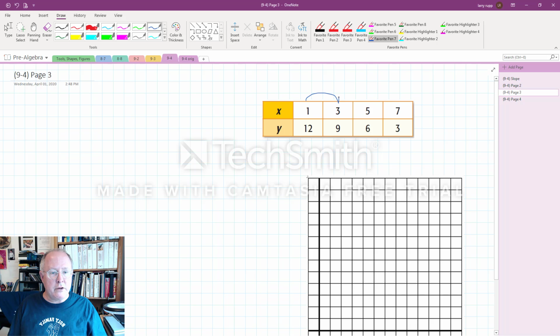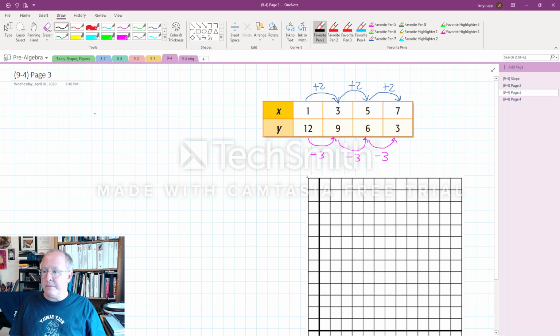From 1 to 3, that change is plus 2. From 3 to 5, that change is plus 2. From 5 to 7, that change is plus 2. Looking at the y's then, from 12 to 9, what's that change? That's right, minus 3. From 9 to 6, again, minus 3. And from 6 to 3, minus 3.